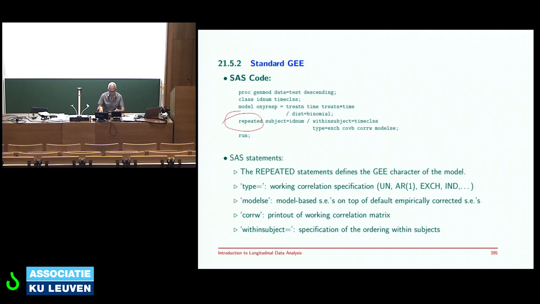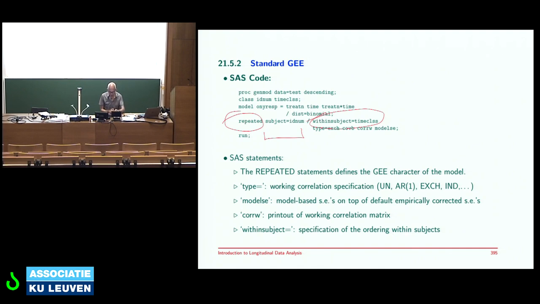So repeated with, of course, the subject variable specified here, the subject option, which tells you all the lines corresponding to the same ID number are the same person. That's really what we want to happen. Within subject is time class. That's the ordering of the measurements within a subject, which is important when there are missing data. So if you have the first, the third, the fifth measurement, but not the others, SAS should not think that it's the first, the second, and the third. No, it should properly be the first, the third, and the fifth. So this is why you get the option to specify the within subject.